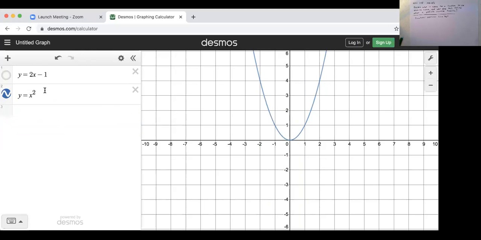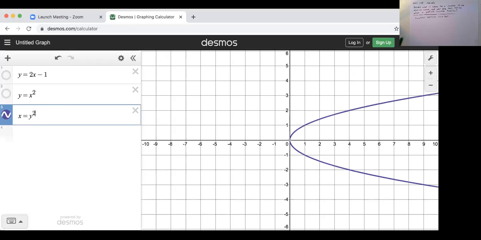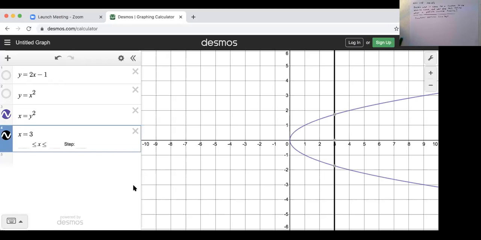Something that doesn't pass the vertical line test would be something like this. You'll notice a vertical line x equals 3 intersects it in 2 points. So I think of it this way, 3 is the question. You can't have two different answers for the same question. So this is not a function.